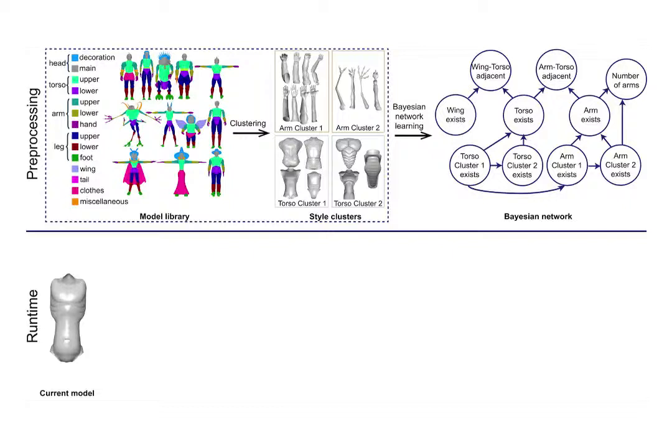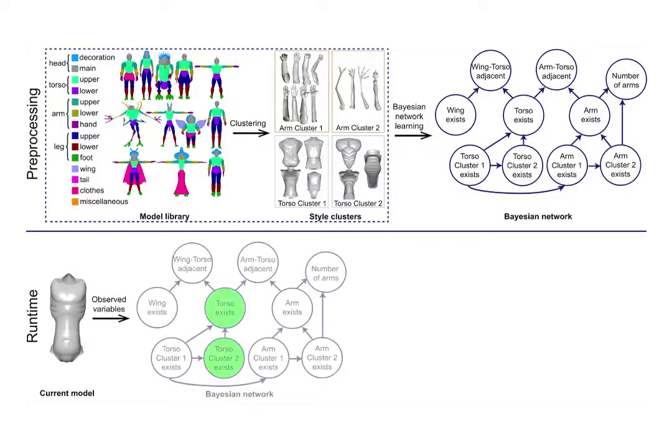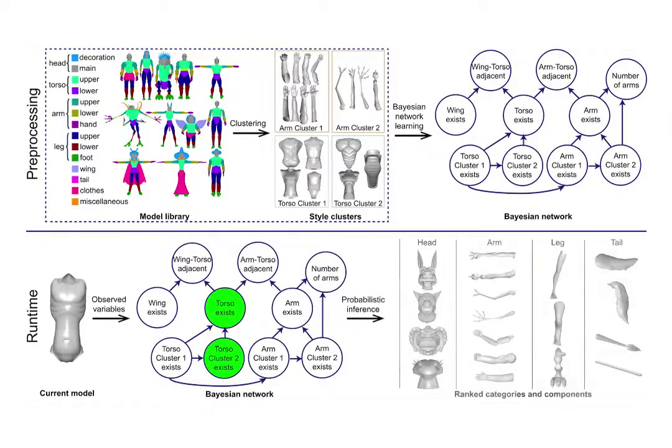During an interactive session, given a currently modeled shape, our method performs probabilistic inference on the learned Bayesian network to suggest semantically and geometrically compatible parts to augment the user's shape. The part suggestions are presented through a user interface. We now show screen captures of representative modeling sessions.